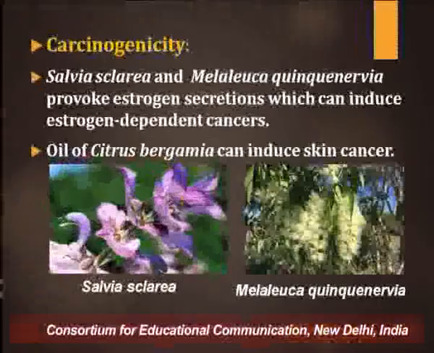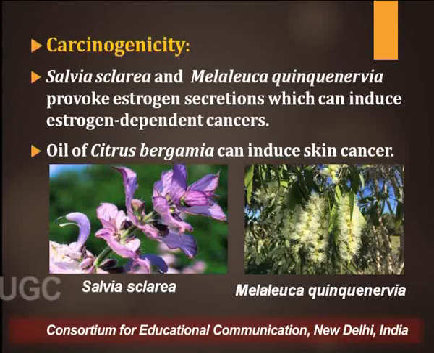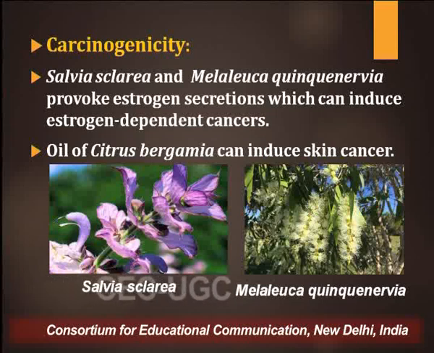Some of the volatile oils have shown carcinogenic action, and I have taken the example of the oil of Salvia sclarea and Melaleuca quinquenervia, which provoke the secretion of estrogen, and they have been shown to induce estrogen dependent cancers in various in vitro studies, though these types of studies have to be corroborated by in vivo results, but in vitro studies they have shown to induce estrogen dependent cancers. Likewise, oil of Citrus bergamia can induce skin cancers, as has been shown in different studies.